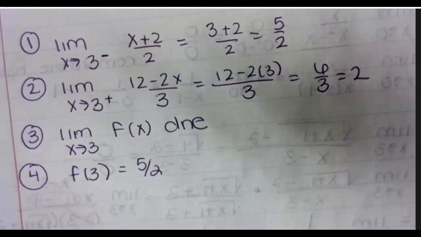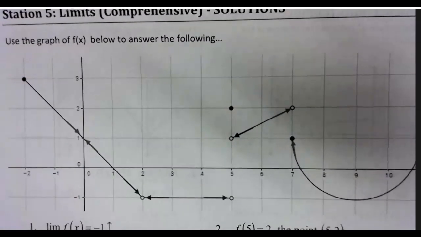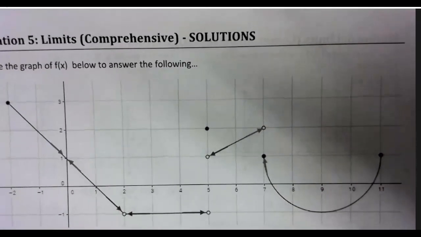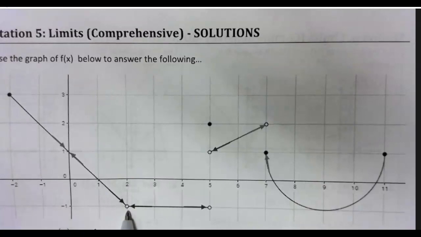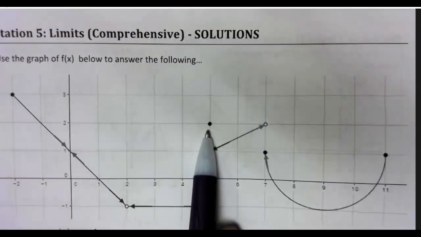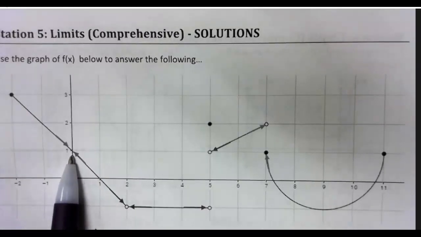Okay, so that's stations 3 and 4. Station 5 is a graph. Let's just quickly go through some of these then. Number 1, the limit as x approaches 2. So here's 2, perfect. Number 2, f of 5. Perfect, it's where the closed circle is. Number 3, the limit as x approaches 0. Number 4, the limit as x approaches 5.